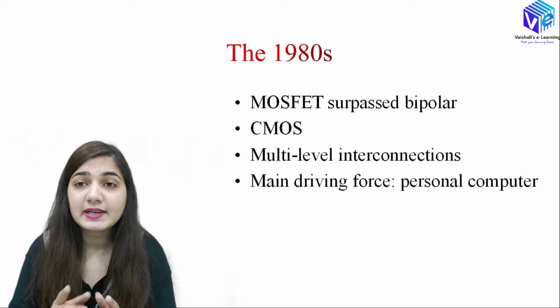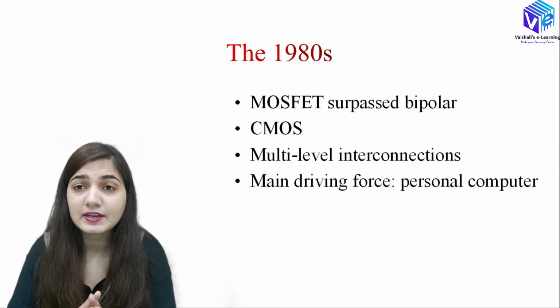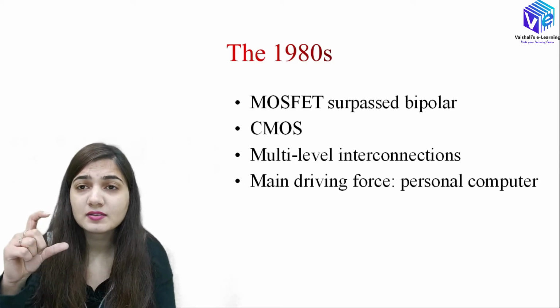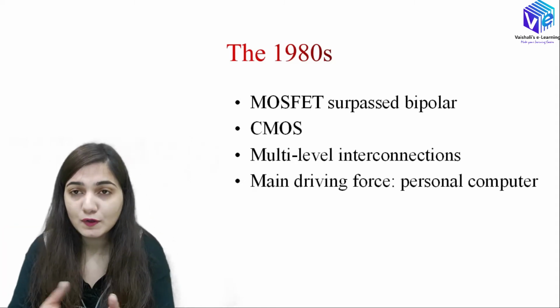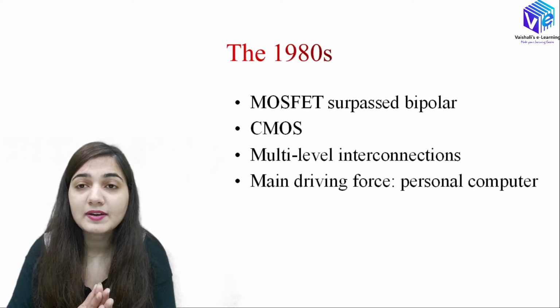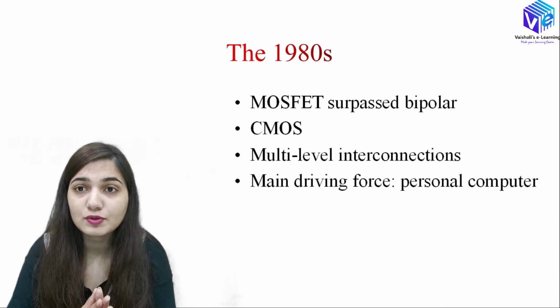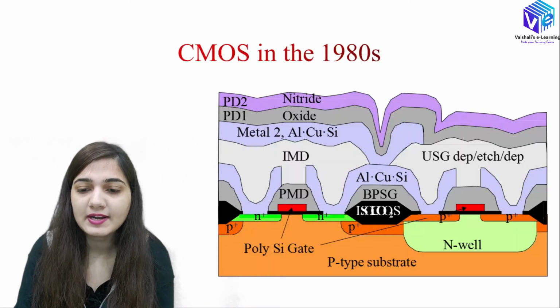Okay, we were having multi-layer interconnection. We were having multiple levels also for the interconnections, which was making this design somewhat thicker, but there were advantages because of these multiple level interconnections that we had. So the main driving force was the personal computers. Okay, in the personal computers we were using these kind of ICs that were developed in the 1980s. So you can see we have various levels over here.